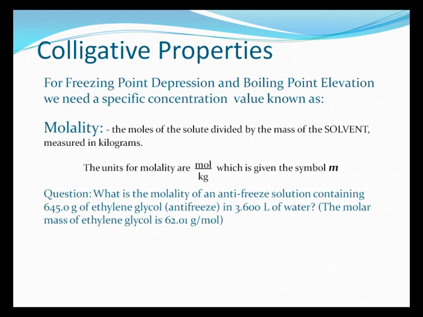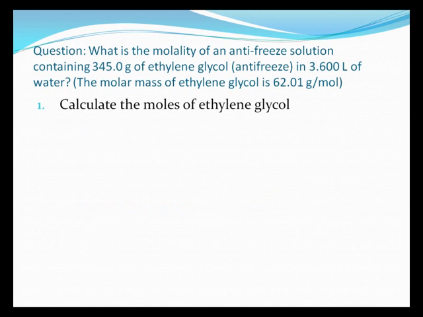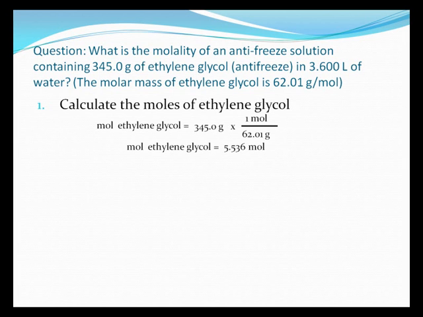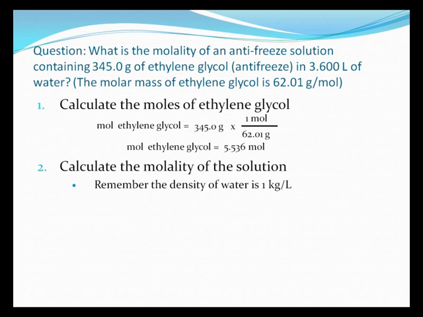So, what is the molality of an antifreeze solution containing 645 grams of ethylene glycol in 3.6 liters of water? In order to calculate the molality, just like molarity, you need the moles of the ethylene glycol, which is 5.536. And then you go ahead and calculate the molality, remembering, of course, that the density of water is 1 kilogram per liter. The molality, it turns out, is 1.538. And we report that as 1.538 molal.